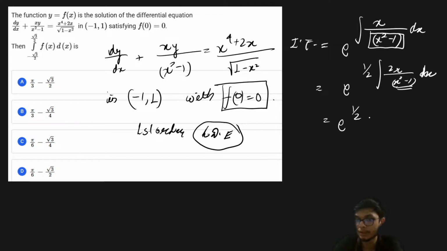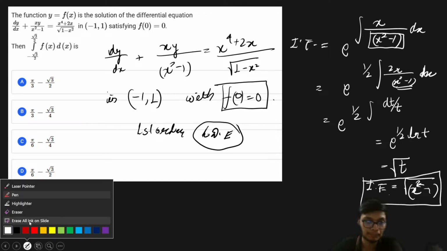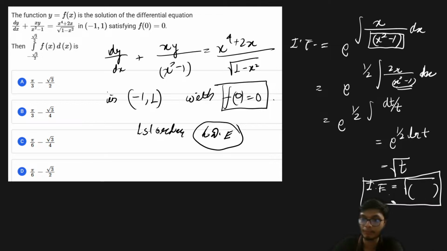So that is basically e to the power 1 by 2 integration of dt upon t, which is going to be e to the power 1 upon 2 natural log t, and that is going to come out as square root of t, and t is assumed as x square minus 1. So our integrating factor is going to come out as square root of x square minus 1. Are you all getting the same integrating factor?